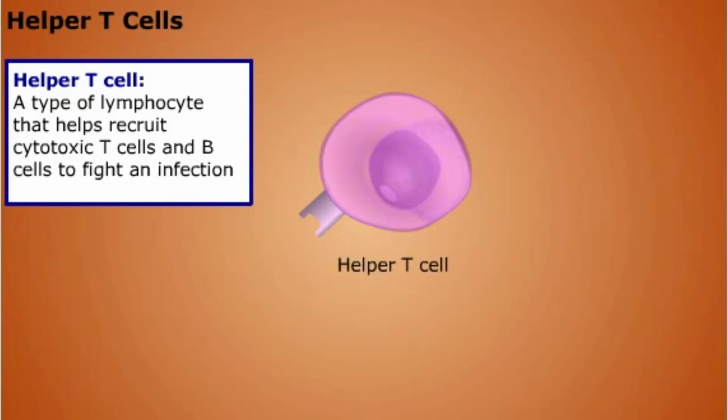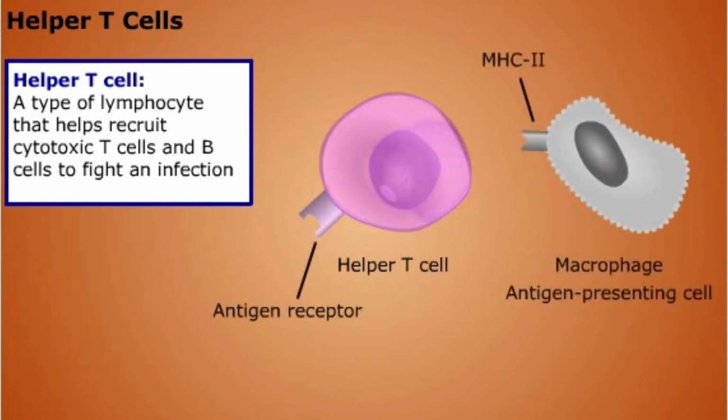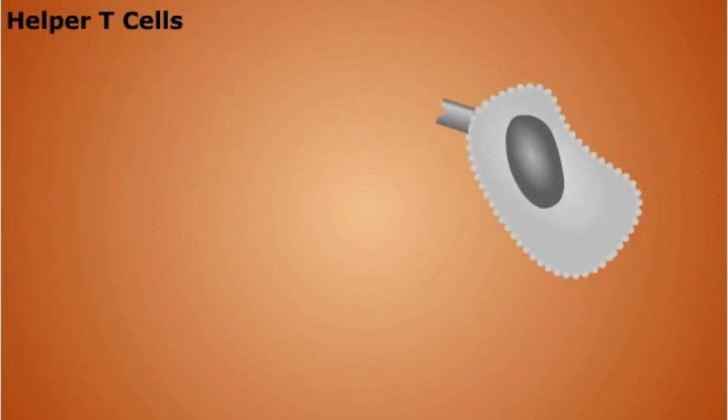Helper T cells assist in the activation of cytotoxic T cells and also help recruit B cells to fight an infection. Remember that only antigen-presenting cells express MHC2 molecules on their surface. Helper T cells interact with MHC2 molecules on macrophages and B cells. Macrophages engulf and digest pathogens like bacteria.